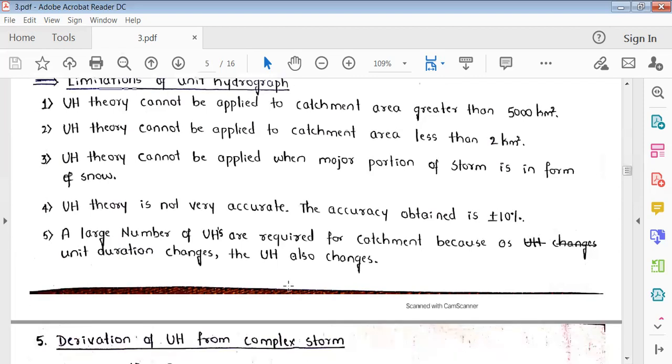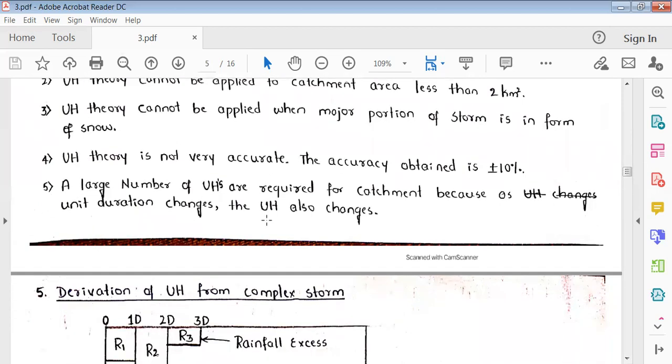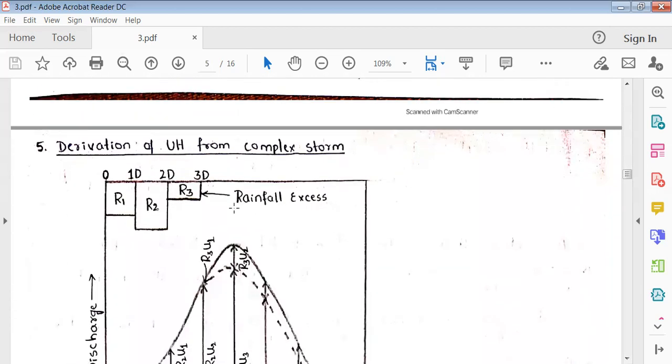Then a large number of unit hydrographs are required for the catchment, because the unit duration changes and the unit hydrograph also changes. So the unit hydrograph is calculated at every unit, that is at every hour. So at times there will be some error in this, and that's why it's not that accurate. So these are the limitations, and in this there are derivations of the unit hydrograph and all.